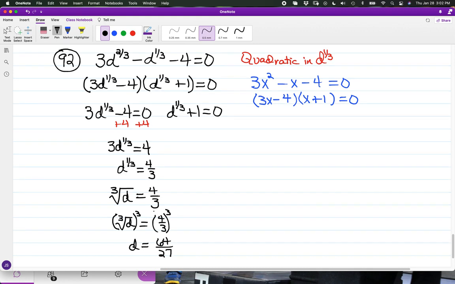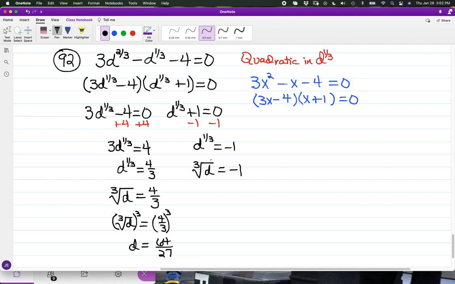Now for d to the 1/3 plus 1 is equal to 0 for this factor. If I take 1 away from both sides, I have d to the 1/3 equal to -1, and if I translate into a radical, d to the 1/3 is like the third root of d to the first, so I have the cubic root of d is equal to -1.